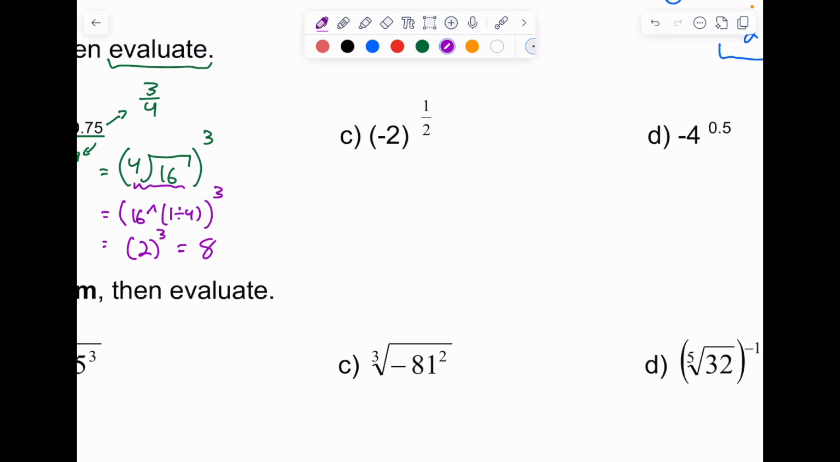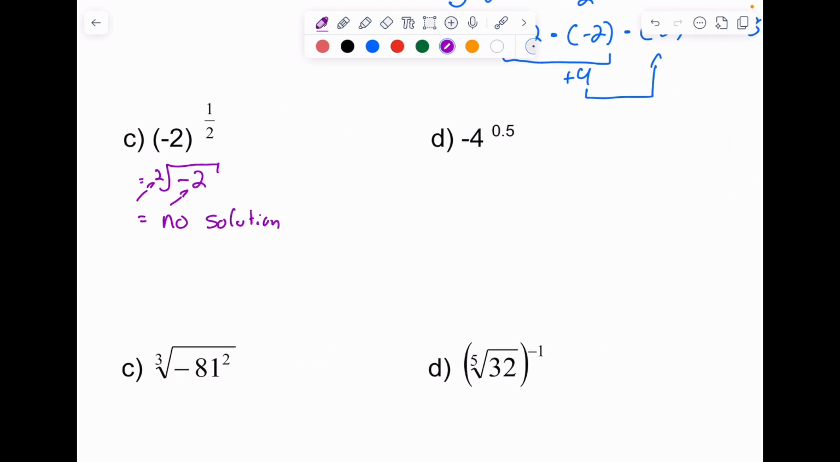C, -2 to the power of 1/2. Well, that's me asking you to take the second root of a negative number. But this is no solution. And that's because this is an even number. If this is even and this is negative, you can't do it. Okay?